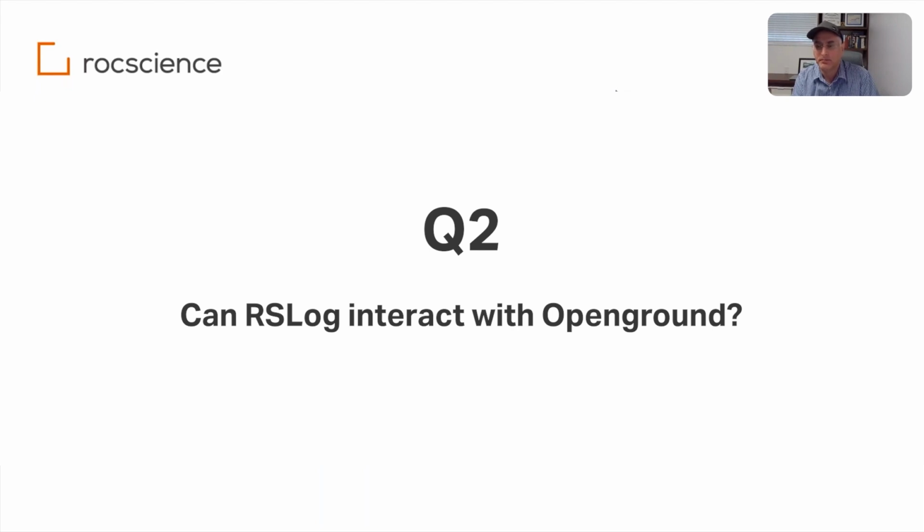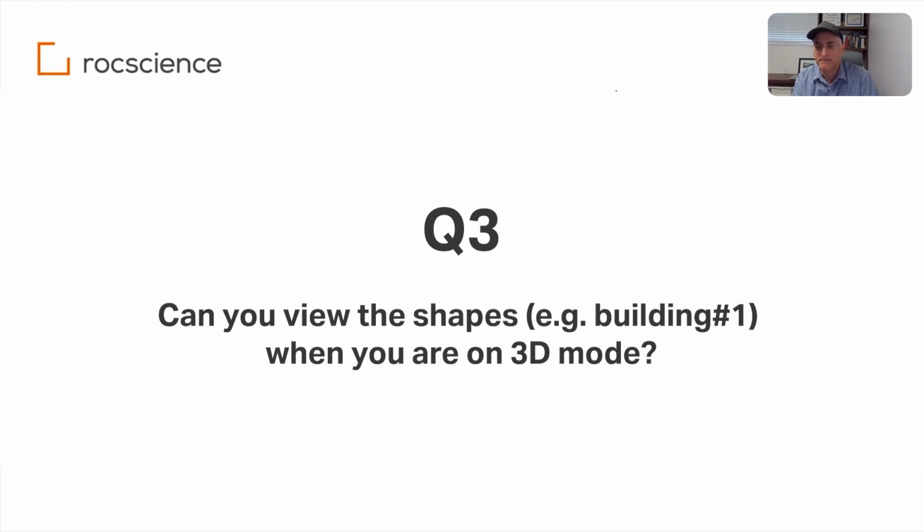Okay. The next question is, can you view the shapes when you are using 3D mode? In 3D mode, not yet. And that's a good question. Not yet, but that's something that we are working on for the near future. It's not difficult. It's just the fact that we recently added these shapes to represent structures and utilities. So this is a fairly new feature that just came out last week. But soon you are going to see those also in the 3D view.